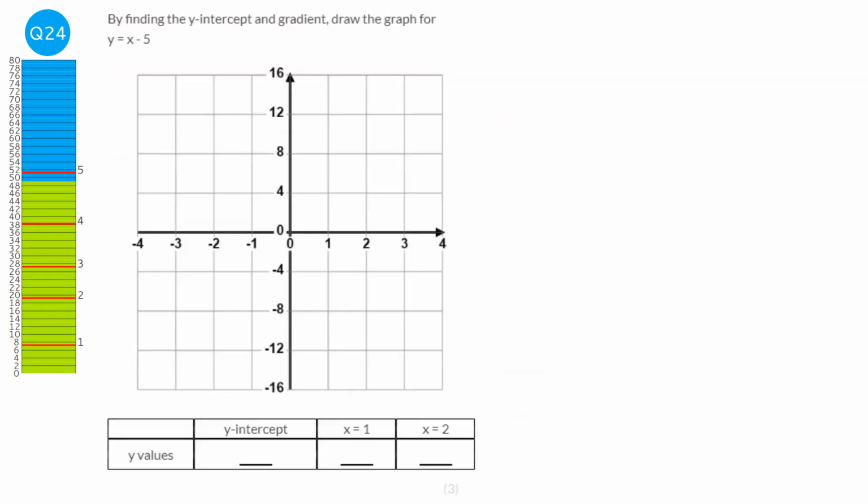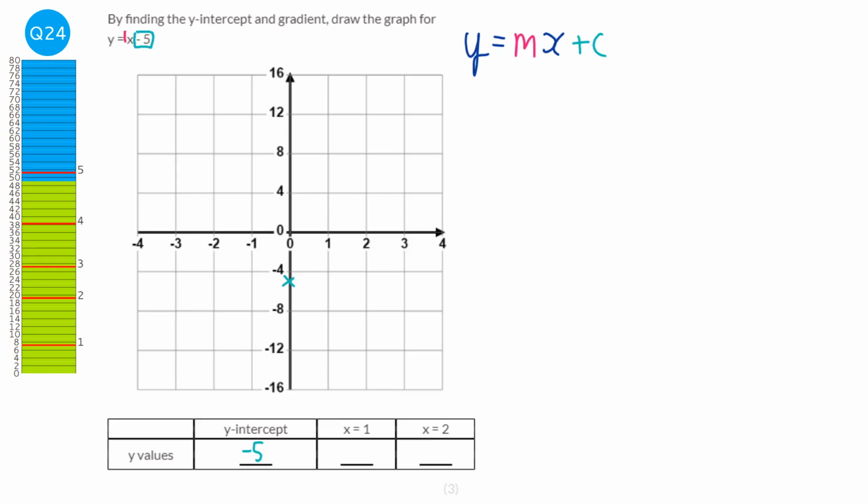We know that all linear graphs follow y equals mx plus c, with the m being the gradient and the c being the y-intercept. So looking at this graph here, the c is the number and sign at the end, which is minus 5. So it's going to hit the y-axis at minus 5, which will be here. And the gradient is the number before the x. Well, it doesn't look like there is a number before the x, but that's because it's a 1, and we don't show a 1.